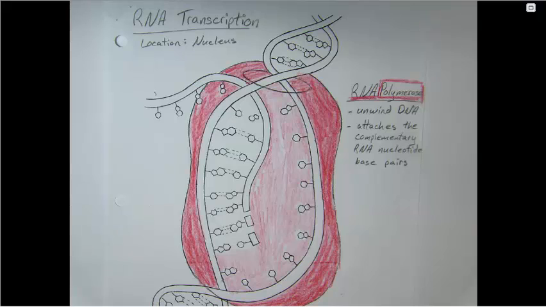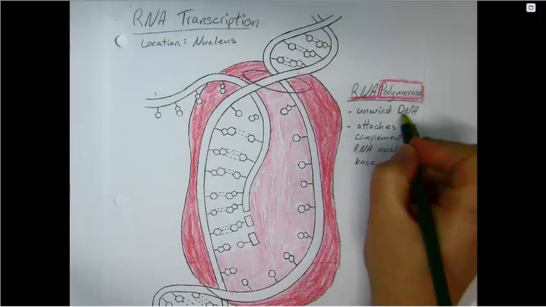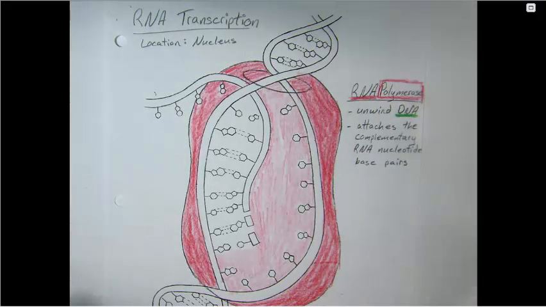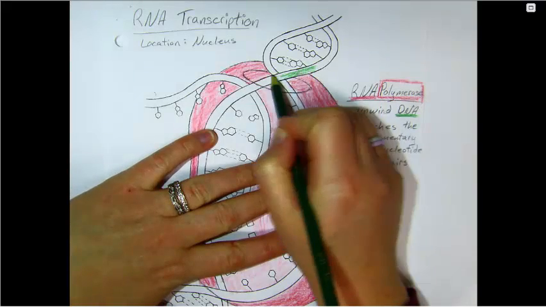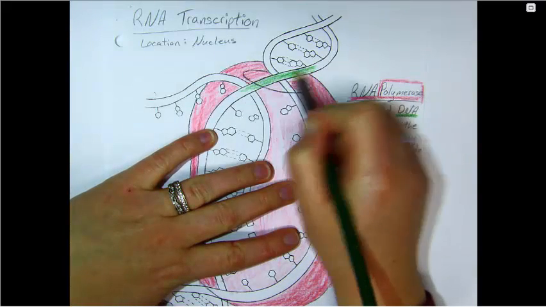Now I also want to color in the DNA so we can see where that original strand was that is unwound by this RNA polymerase. Now I am going to use green for my DNA, and I'm only going to color in the backbone of the original DNA.